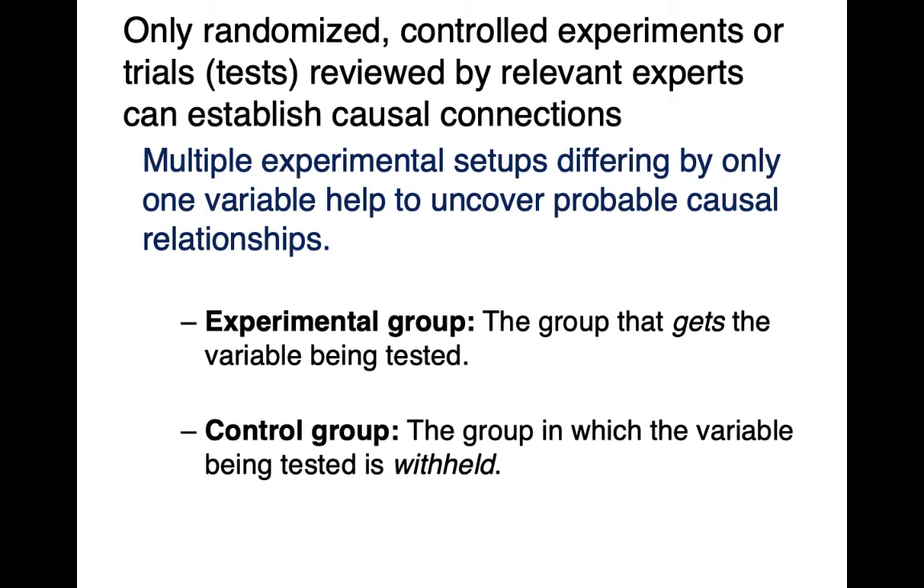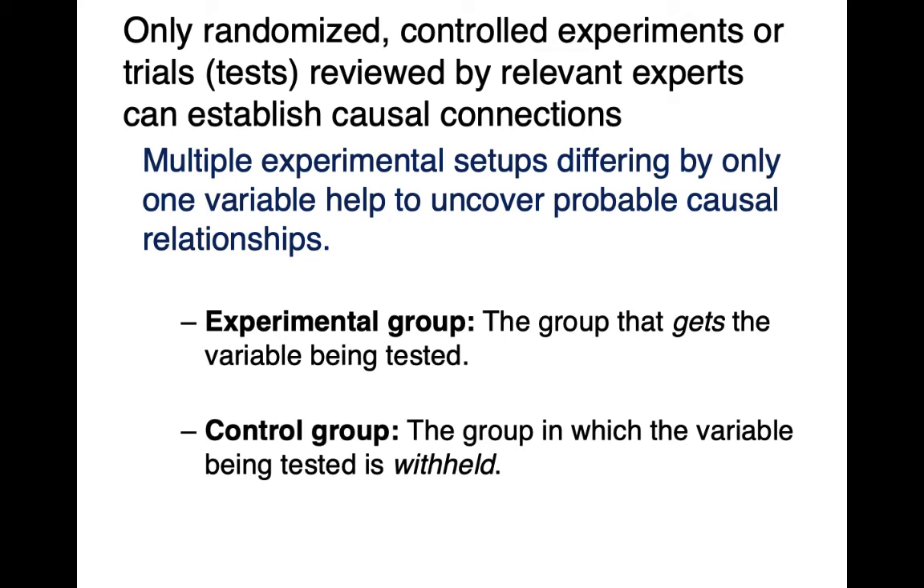Only randomized controlled experiments or trials, tests of hypotheses reviewed by relevant experts, can establish these causal connections. Multiple experimental setups differing by only one variable will help to uncover probable causal relations. And here I mentioned this idea of an experimental versus a control group. You're probably familiar with this, but I have more examples of this for you later.